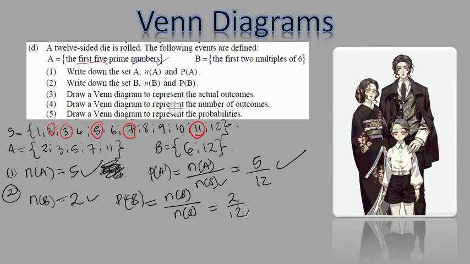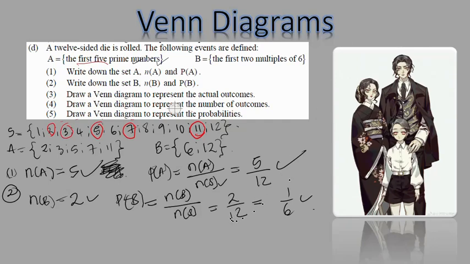I have 12. Now, your probability values always have to be in the simplified form. I want you to grasp that, guys. Make sure you don't forget that. Your probability values are always in the simplest form. So 2 over 12 is the same as what? It's the same as 1 over 6. So there we go, right? Then now we go to the next questions, whereby we have to draw Venn diagrams to represent the actual outcomes.